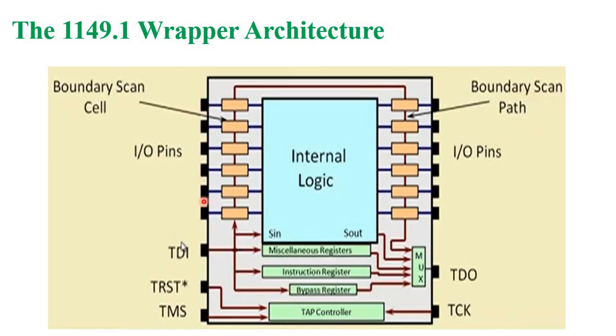The outer side pins are called input and output, and through the pins we can feed our signals. Here five different signals are present: TDI, that means test data in, TDO, test out, TCK, test clock, TRST, test reset, and TMS. Out of these five signals, test reset is optional and the remaining four are mandatory.